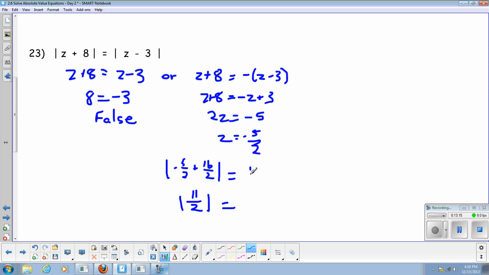Negative 5 halves, I'll put that in there. Negative 5 halves minus 3. Well, 3 is the same as 6 halves. So negative 5 minus 6, negative 11 halves. So once in a while we can run into something that has just one solution, especially if we get a false statement when we're trying to find whether the absolute values are either the same or different. But if I get something that's false, then I'll have a problem with just one solution.